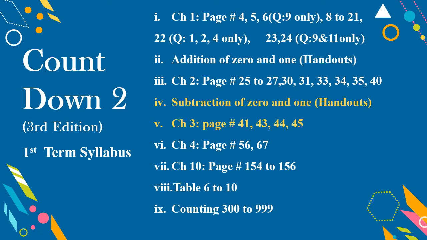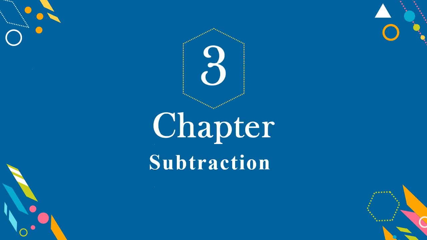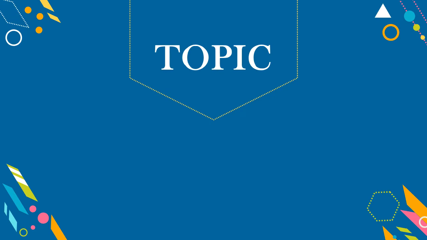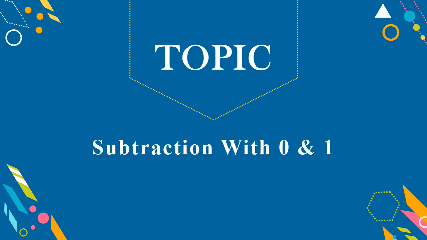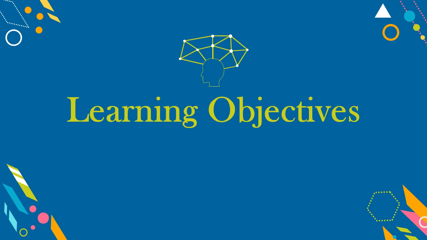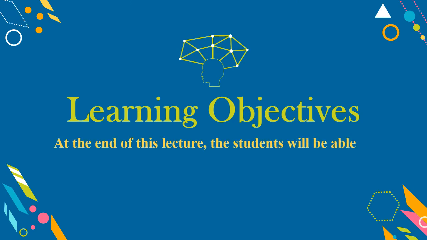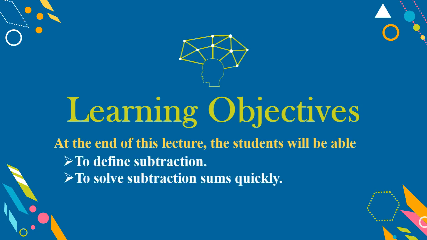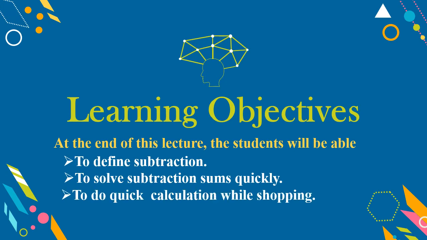In this lecture, we will learn subtraction of 0 and 1 and a few pages of chapter 3. In chapter 3, we will learn subtraction. Our topic is subtraction with 0 and 1, subtraction of 3-digit numbers. Learning objectives: at the end of this lecture, the students will be able to define subtraction, to solve subtraction sums quickly, and to do quick calculation while shopping.